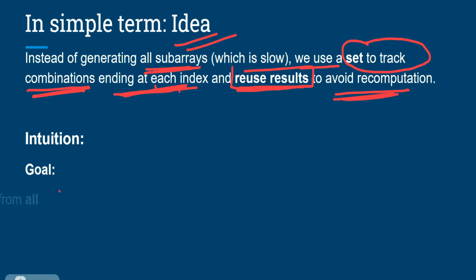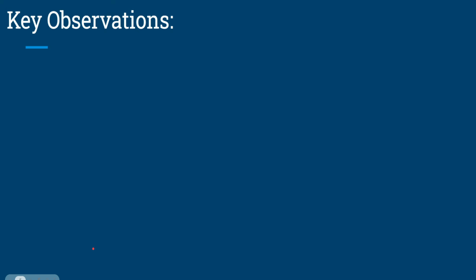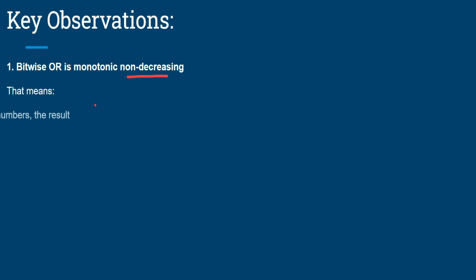So what is our goal? Our goal is to find how many unique bitwise OR values we can form from the non-empty subarrays. I hope you understand, right? What are the key observations we have found till now? Bitwise OR is monotonic non-decreasing, right? It is non-decreasing. It means when you apply OR with more numbers, the result never gets smaller, right?